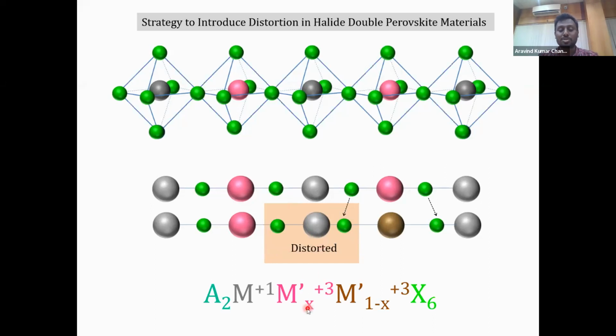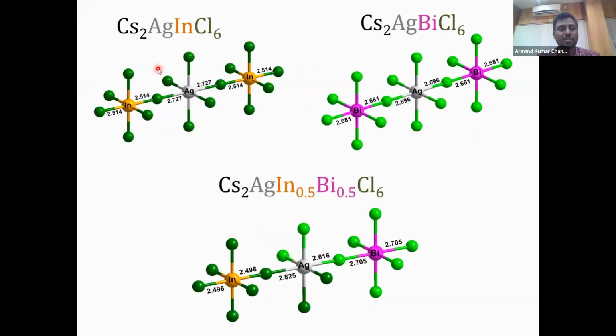And similarly, you can also do the same thing for the M1 site, which is the monovalent site. So essentially, you try to create a mix of trivalent sites or a mix of monovalent sites. If you mix the trivalent cations, then you create a distortion in the monovalent octahedra, and if you mix monovalent cations, you end up getting distortion in the trivalent octahedra. Now, I'm going to start with a very basic structure of halide double perovskite, which is Cs2AgInCl6.